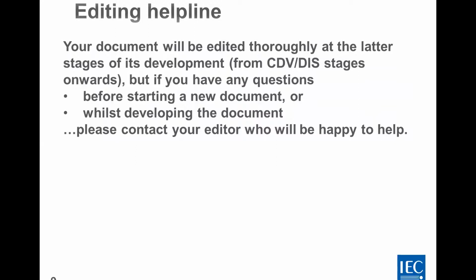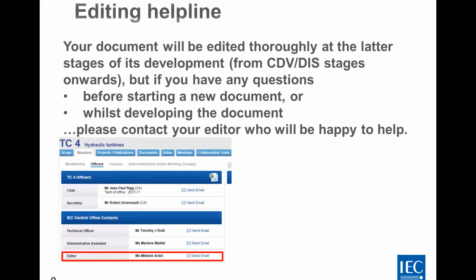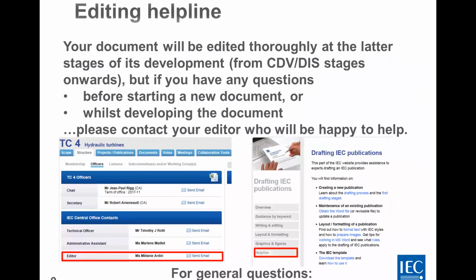So how do you find the name of your editor? If you go onto the TC dashboard, and here we have TC4. I saw that Mr. Arsenault is participating in the seminar today. Welcome to him. He'll be able to see that the editor is marked in the central office contacts under the offices tab. We also have a more generic helpline where if you're not sure who you should be contacting, we have generic addresses, editing@iec.ch, figures@iec.ch, and layout@iec.ch. So we're here to help at any point in the process, and we're very happy to do so.